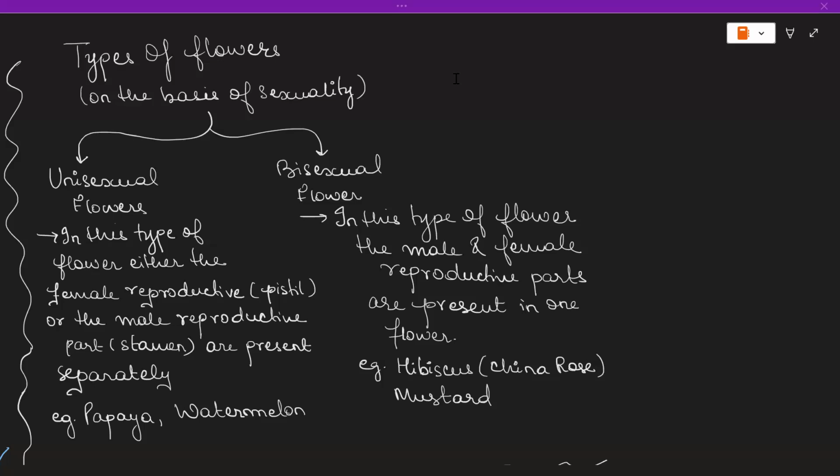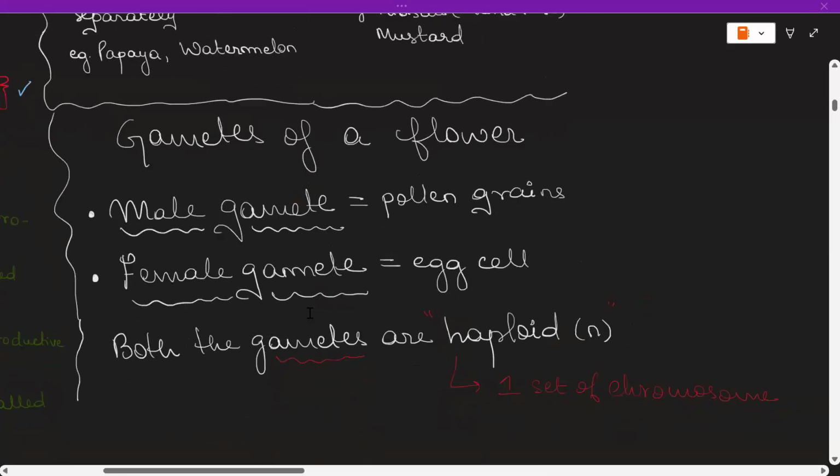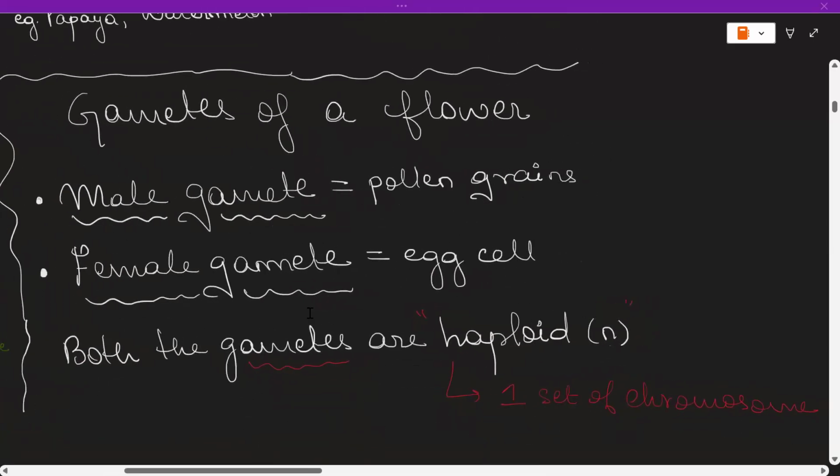Well done. Everyone's done till here? Yes, ma'am. Alright, very good. See, students, always remember haploid and diploid. Never forget it, okay? It's very, very important.